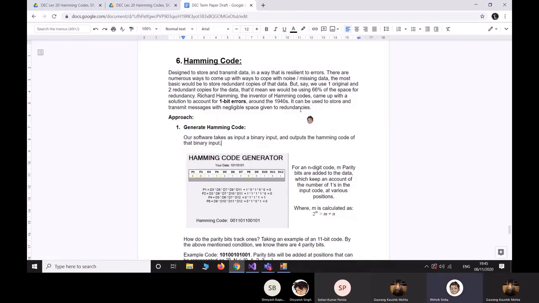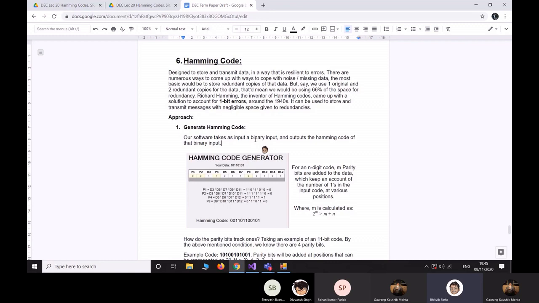Hello, my name is Ritvik Sinha and I'll be explaining the Hamming code generation and error correction part of our software package. Hamming code was initially designed by Richard Hamming to store and transmit data in a way that is resilient to errors.